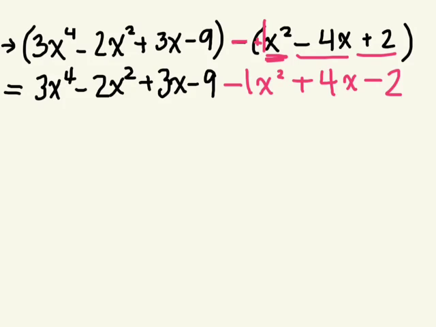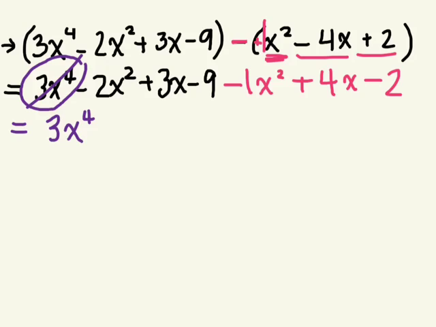Now all you have to do is group your like terms. Again, we'll start with the very first term. The very first term is a 3x to the power of 4. Do you see any other terms that have x to the power of 4? You do? Yeah, what do you do? Then you just leave it. You can't group that. It just stays by itself, exactly.